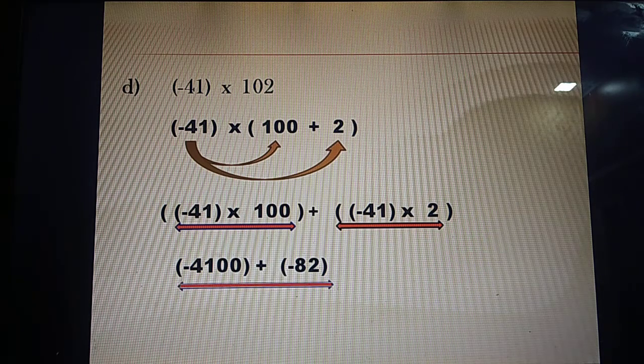Now there are two integers you are supposed to add, and both are of the same sign. Same sign means add them, and the final answer will have the same sign, the sign of the greater value. So yes, your final answer is minus 4182.